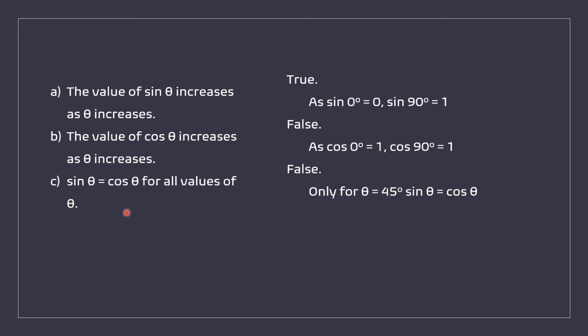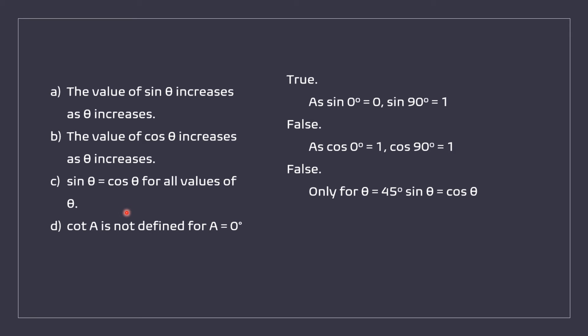Sorry, sin 45 is 1 by root 2 and cos 45 is 1 by root 2. Both are equal. Therefore, for the angle 45 degrees, sin and cos are equal. For the remaining angles, both are not equal. Sin 30 is 1 by 2, cos 30 is root 3 by 2. Both are not equal. So, this is a false statement.